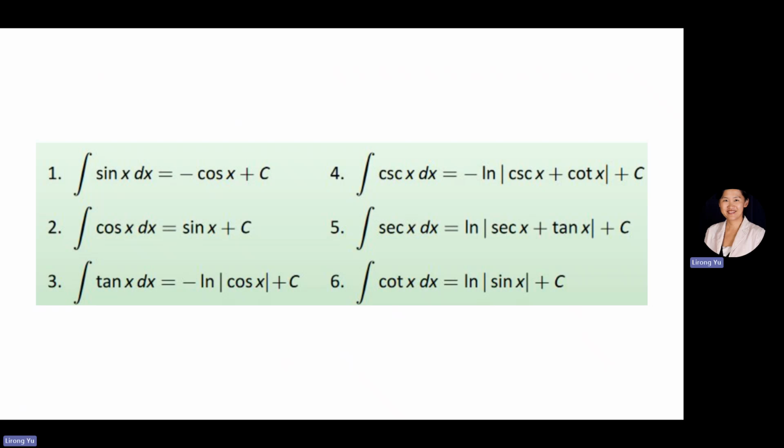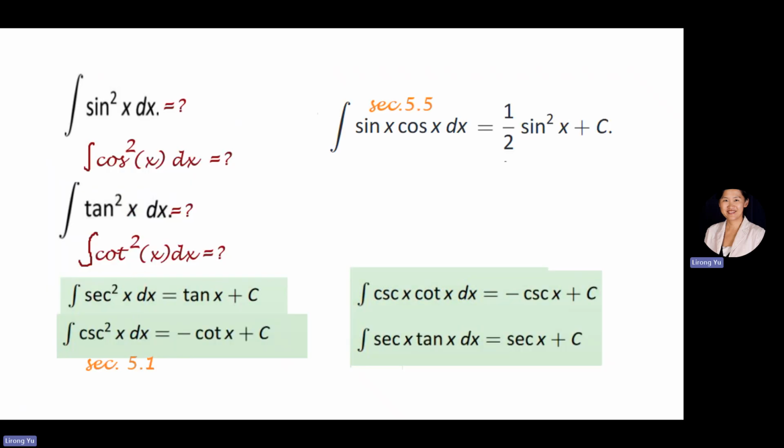We have 6 trigonometric functions, and we're able to integrate every single one of them. Second, we need to know how to integrate a higher power of a trig function. Let's start with degree 2. These are a couple of scenarios.